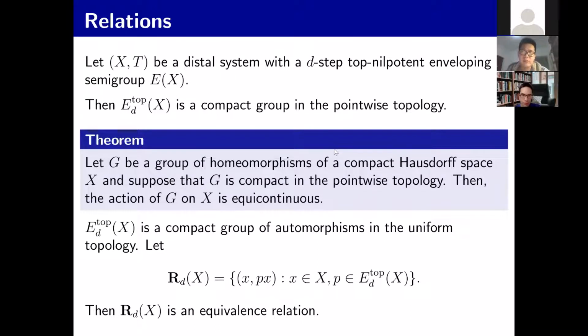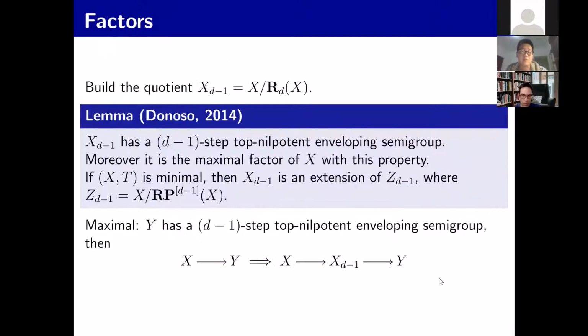So we can define an equivalence relation as follows. And so we can build a quotient. And Donoso proved that actually X sub d-1 has a d-1 step top-nilpotent enveloping semigroup. Moreover, it is a maximal factor of X with this property. This means that if there is another factor Y over X which also has a d-1 step top-nilpotent enveloping semigroup, then Y must be a factor of X sub d-1.